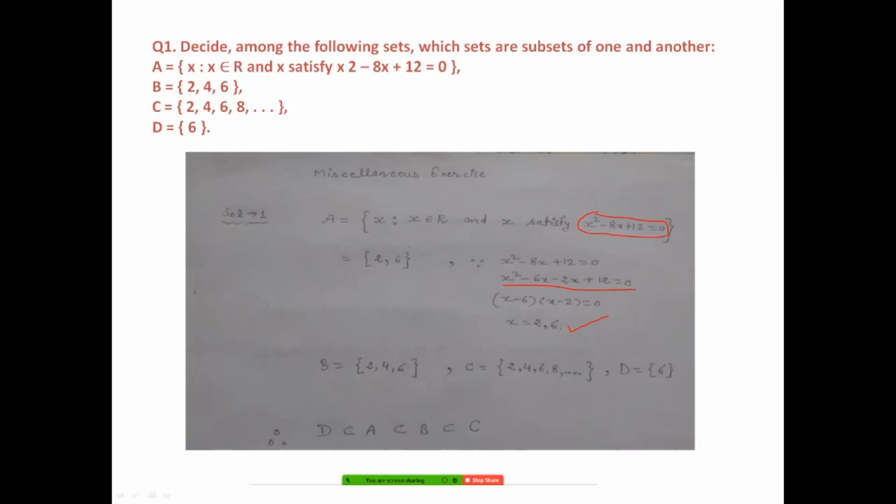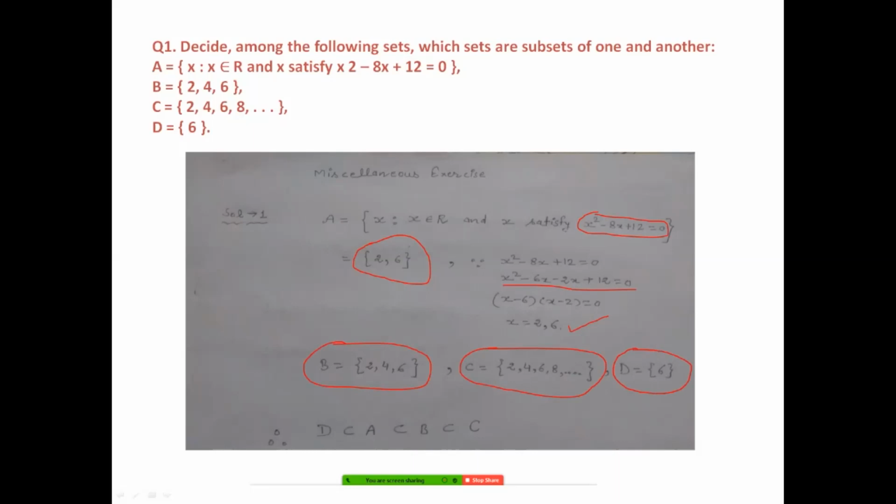So this way, what is now set A? Set A becomes having the elements 2, 6. Now all the four sets are in roster form. Set A is having the elements 2, 6. Set B is 2, 4, 6. Set C includes the elements 2, 4, 6, 8 and so on. And set D has only one element, that is 6.